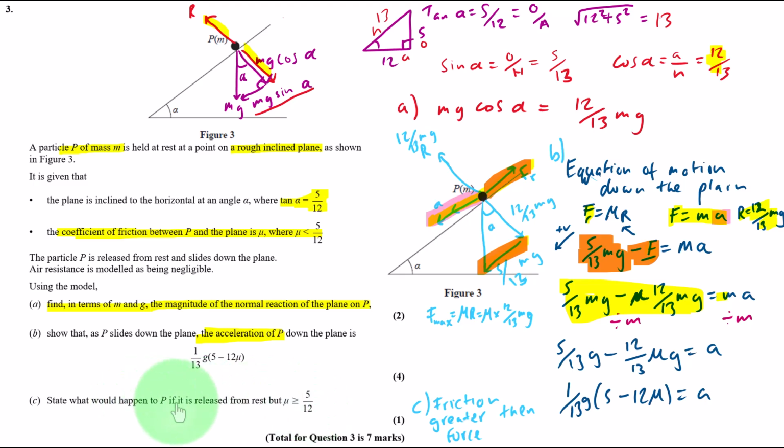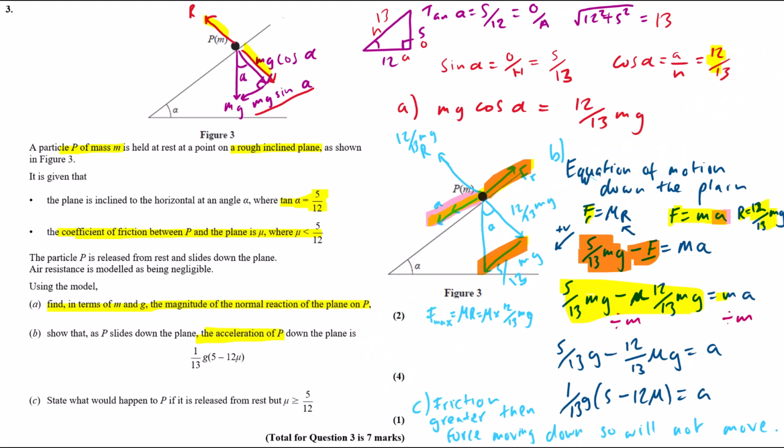State what would happen to P if it's released from rest, but mu is greater than 5 over 12. Well, if friction is greater than the force, right, mu is 5 over 12, then we know that the particle's not going to move, is it? If it's greater than the downward force. So essentially friction greater than the force moving down, so the particle will not move.